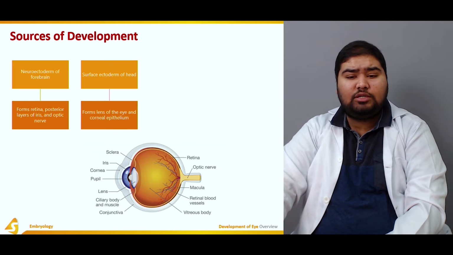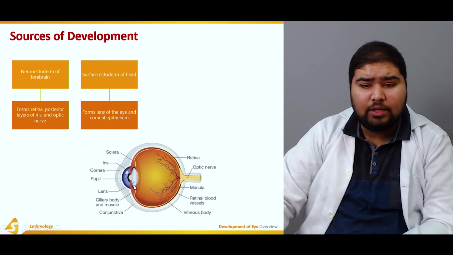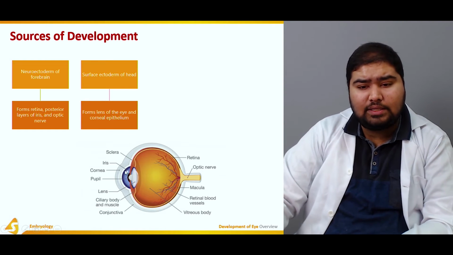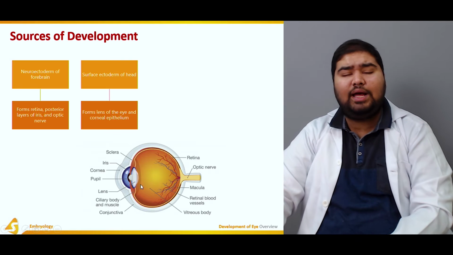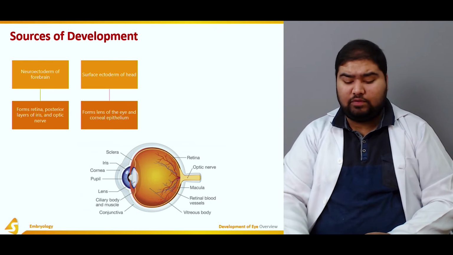Now the surface ectoderm of the head forms the lens of the eye and the corneal epithelium. So this is the lens of the eye and this is the cornea. So the lens of the eye and the corneal epithelium are actually formed by the surface ectoderm of the head.